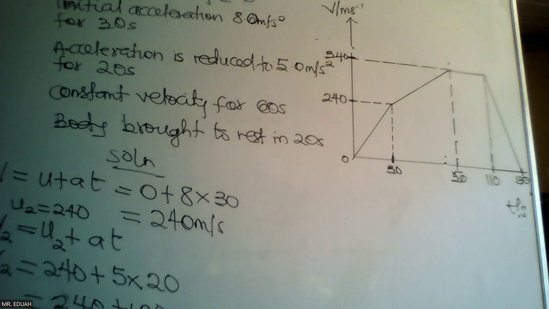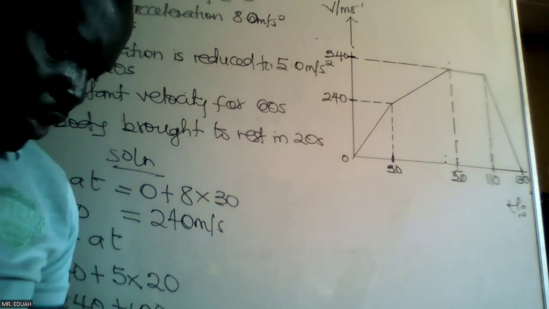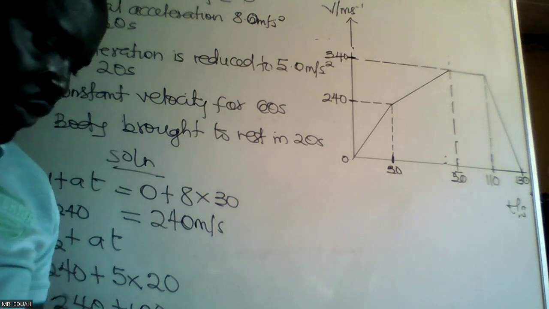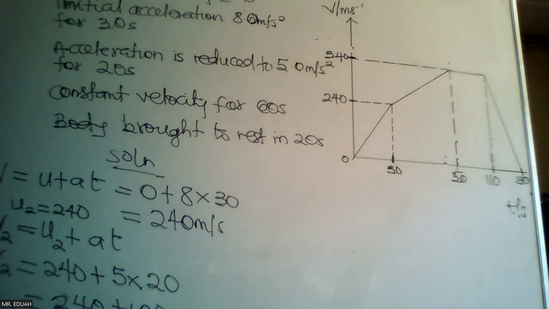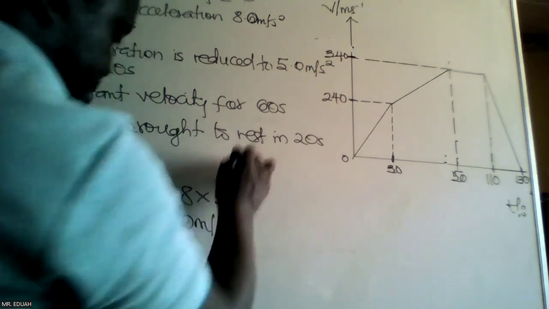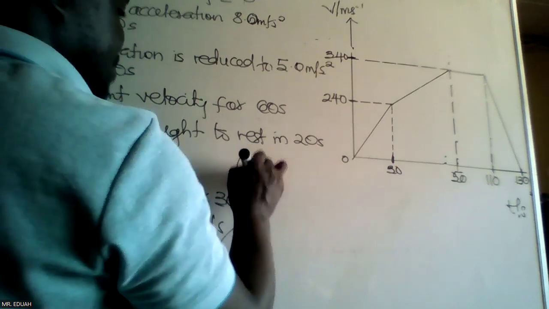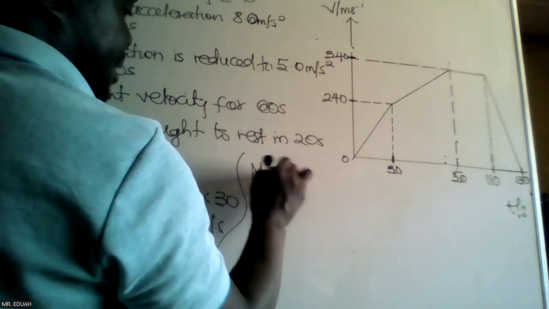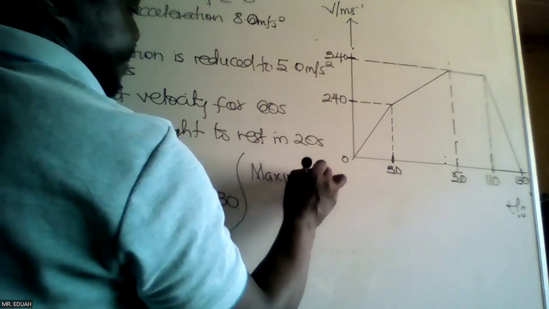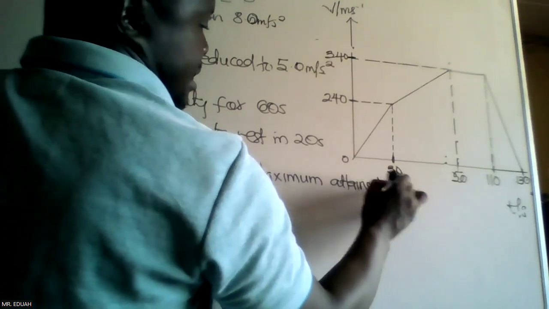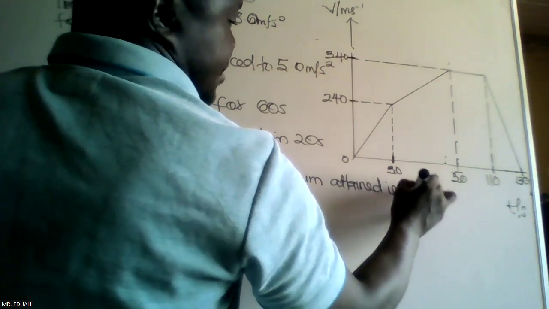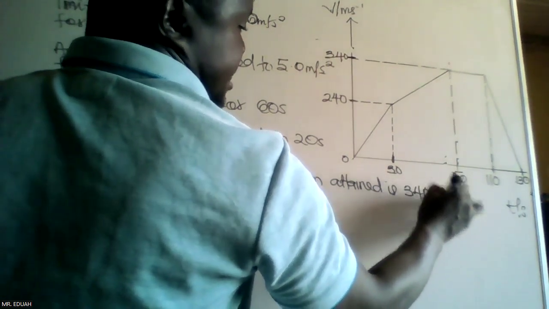Okay. Now let's go back to the question. So using the graph, calculate the maximum speed attained during the motion. Obviously, the maximum speed attained is 340 meters per second.